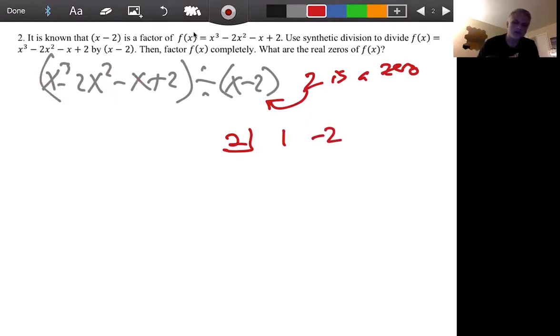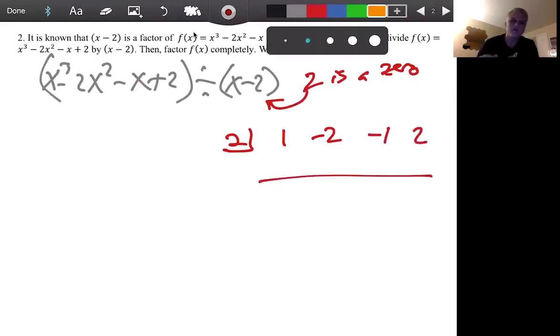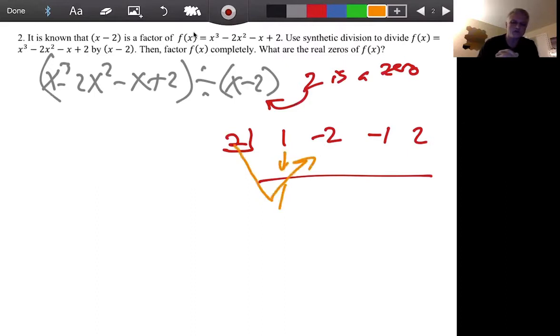We got a negative 1. We got a positive 2. Okay, so here we go. The algorithm for synthetic division: we bring our 1 down. 2 times 1 is 2. Put the 2 right there.